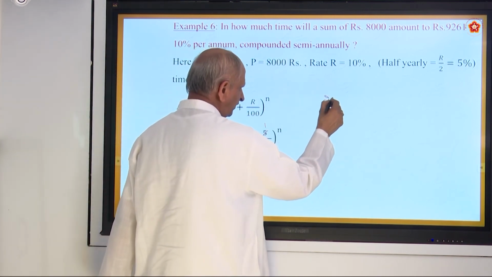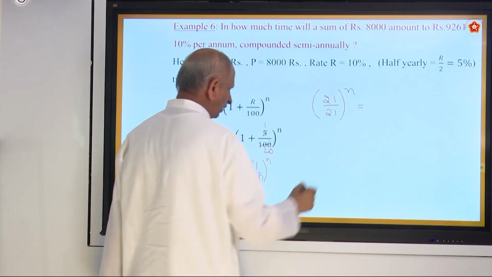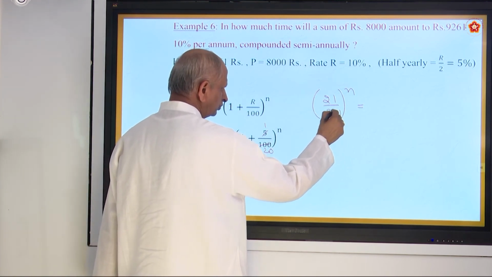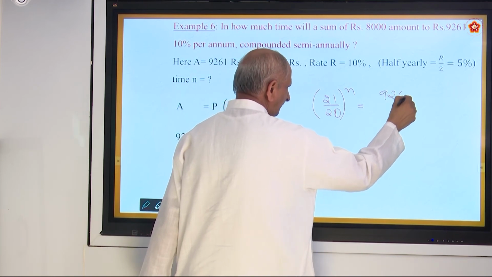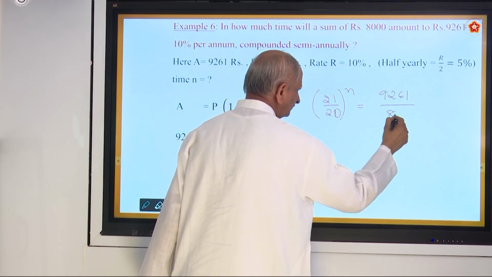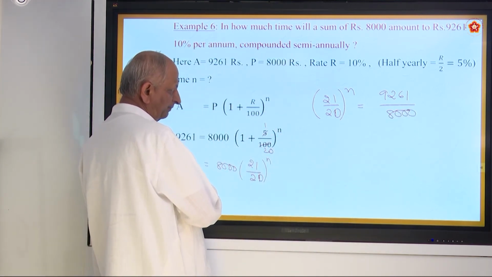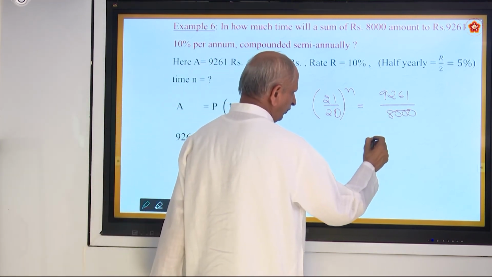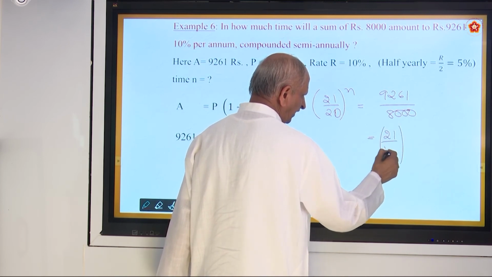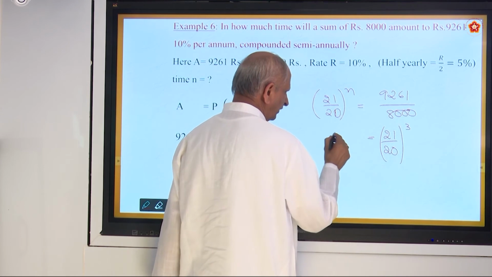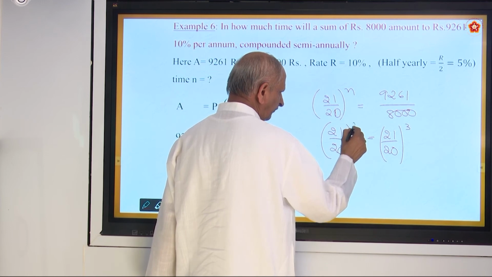So you have (21 by 20) to the power of n is equal to 9261 by 8000. Why is it divided by? It is multiplied here, so when you bring it this side, it becomes divided by. If you observe carefully, that is 21 cube and the denominator will be 20 cube. So you get a beautiful answer, (21 by 20) to the power of n.